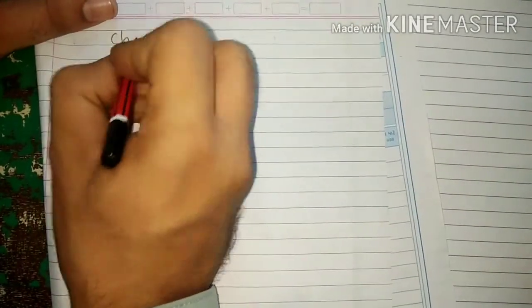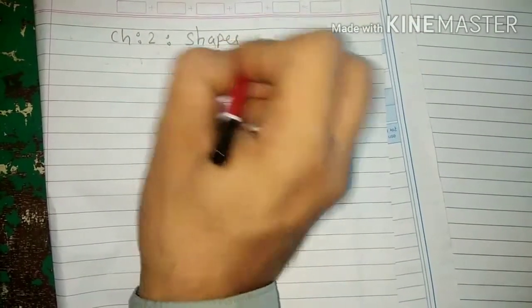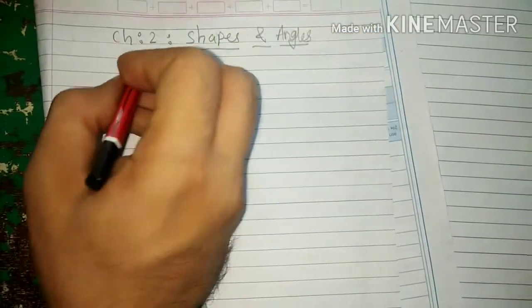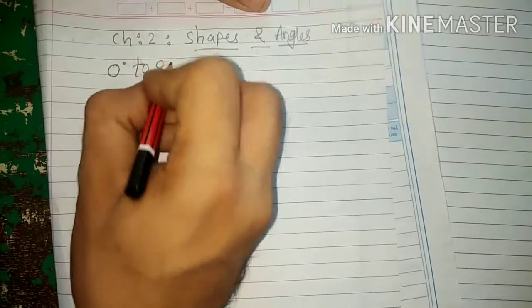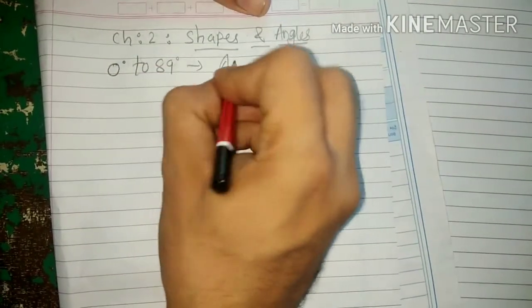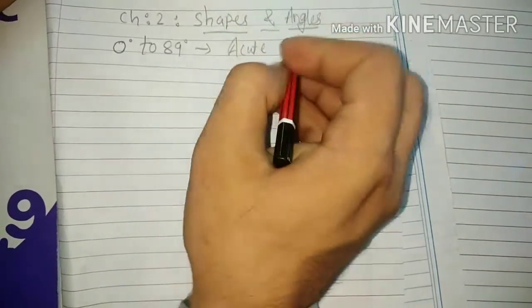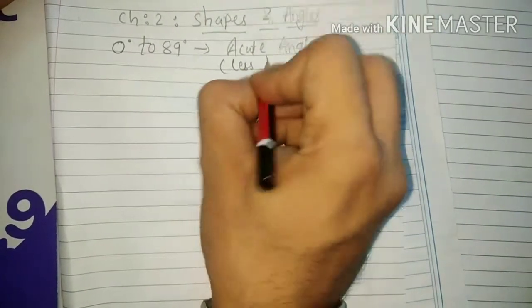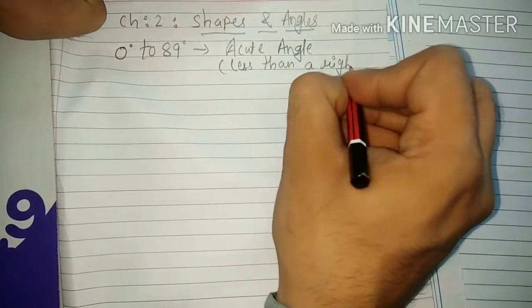So students, here I'm making a note for chapter number 2, shapes and angles. Now students, mind well, when angle starts from 0 degree up to 89 degree, it can be called as acute angle. Okay, which angle it can be called? It can be called as acute angle. And acute angle means less than a right angle.